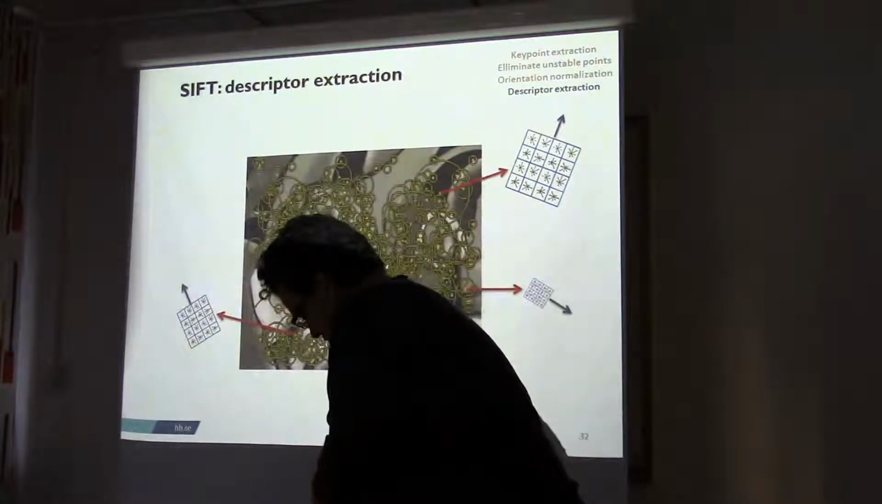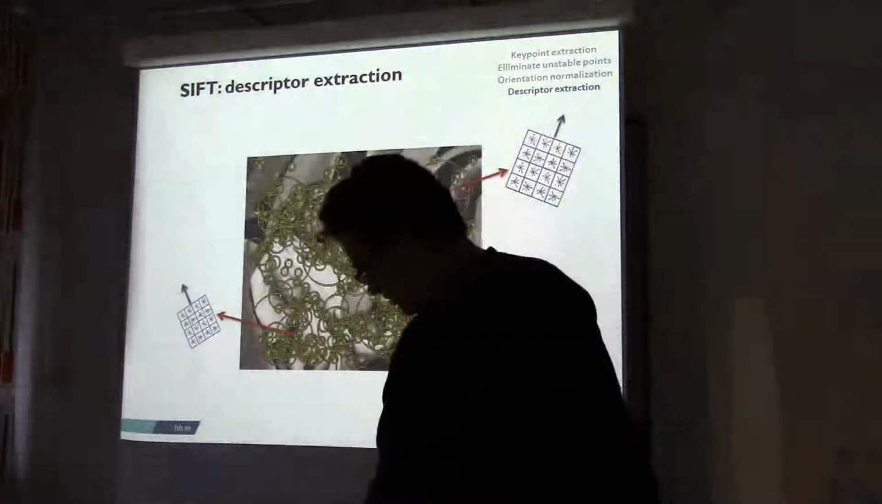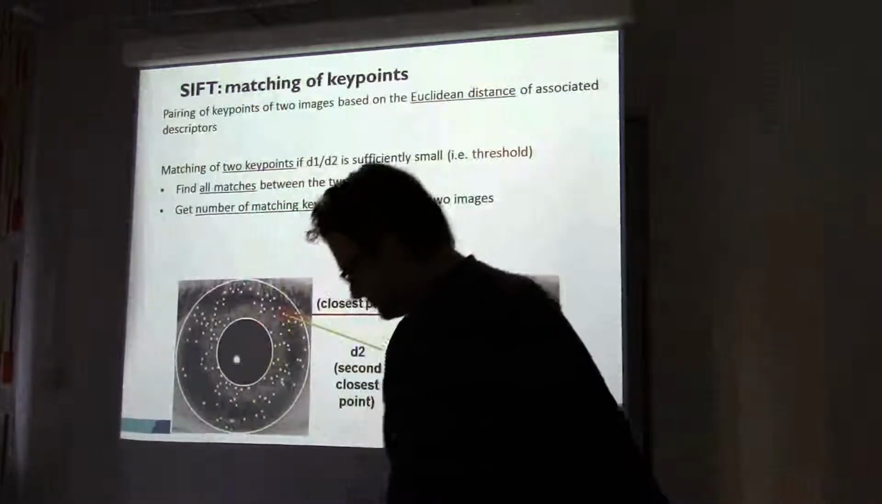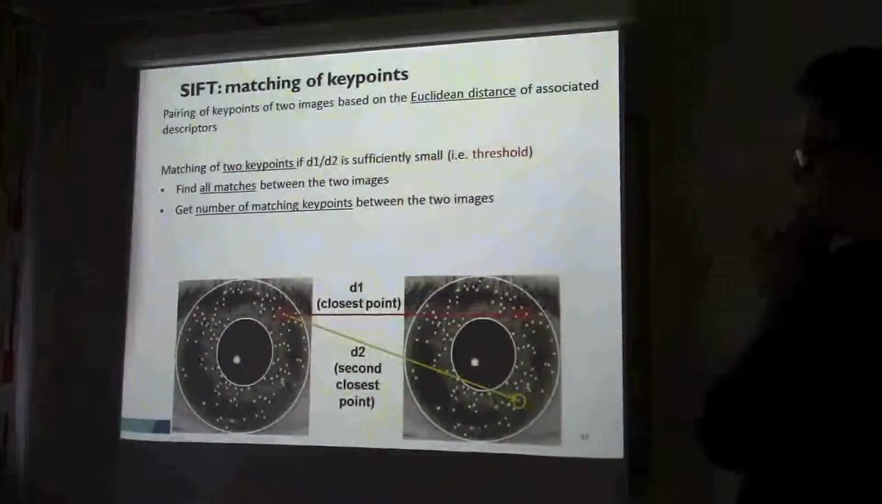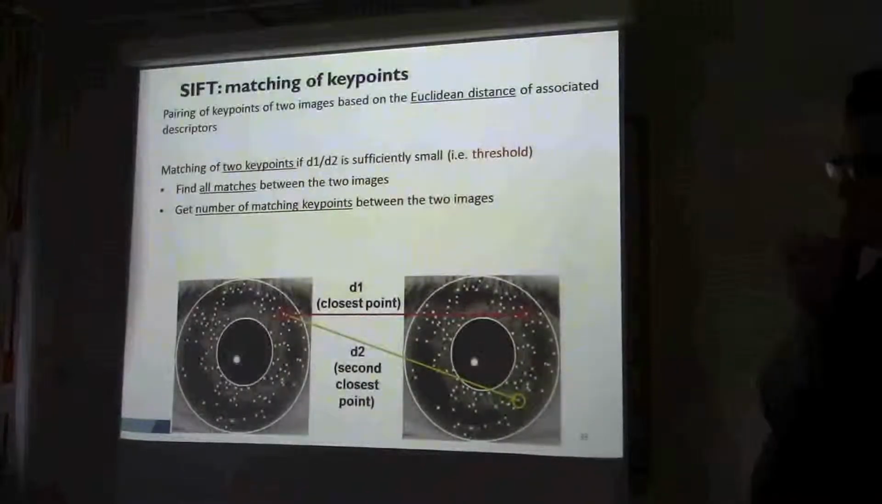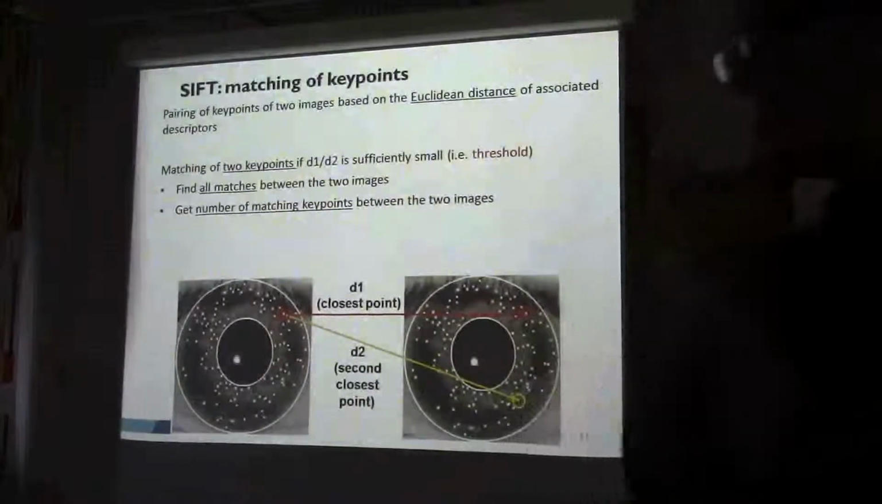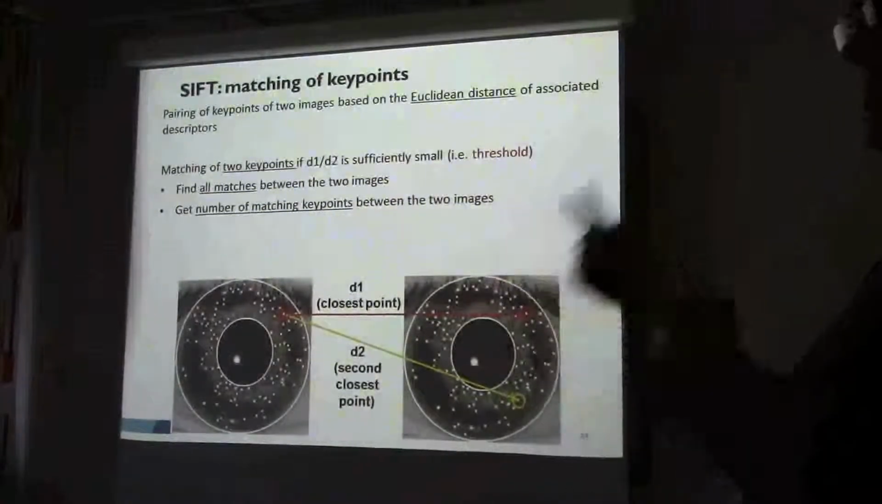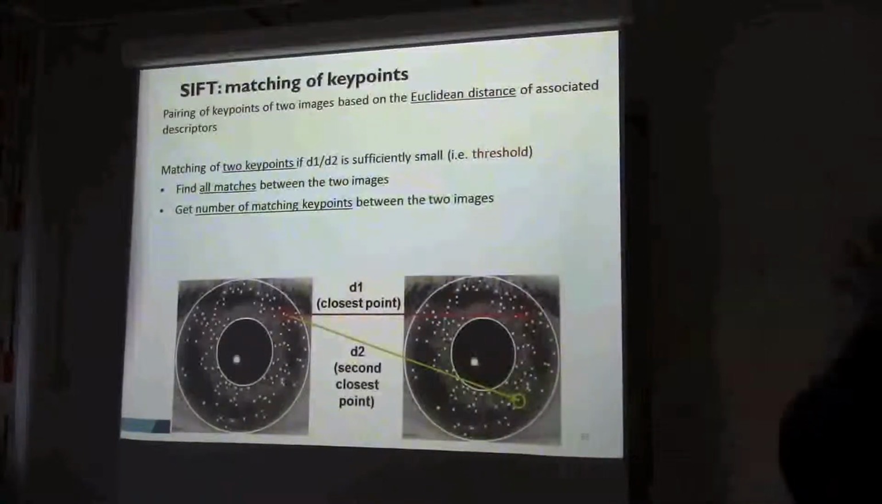So you have the complete idea in mind? Then it's time to match. You can match based on the Euclidean distance. You have a vector of integral values, which is the number of times that orientation happens in the neighborhood. So you just use the Euclidean distance.